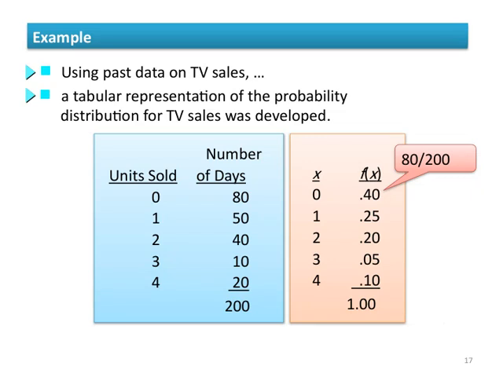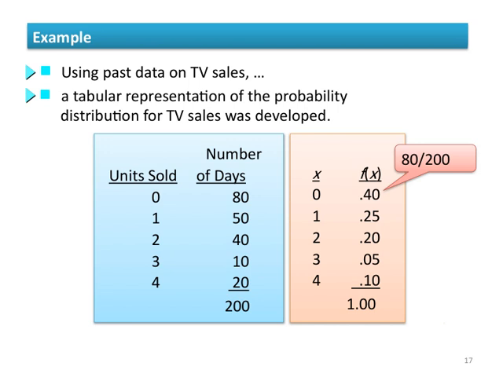Here, we've developed a tabular representation of the probability distribution for TV sales. This table summarizes past data on TV sales, specifically the number of units sold across different days. On the left, we see the number of units sold, ranging from 0 up to 4, and on the right, the corresponding number of days these sales occurred. For example, 0 units were sold on 80 days, 1 unit on 50 days, and so forth.